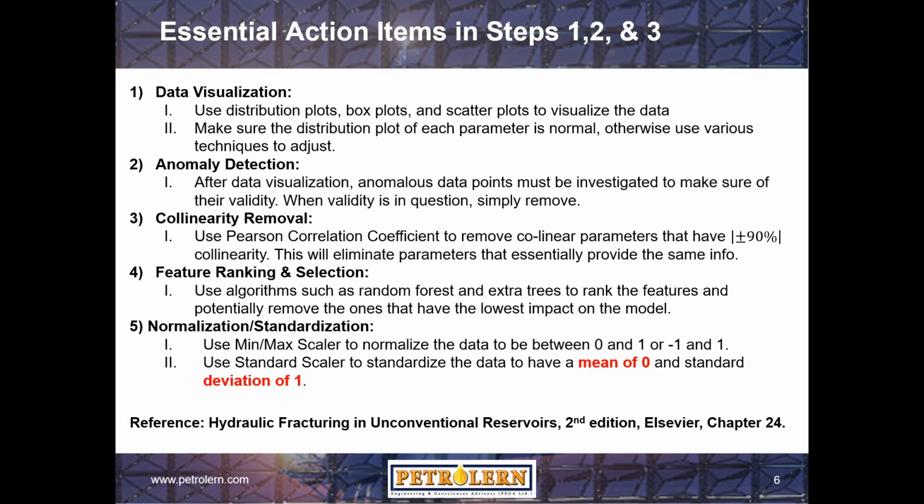We talked about removing collinear parameters. Then you also do feature ranking and selection. Now, feature selection is probably one of the most important processes in machine learning. What I mean by feature selection is which features you are going to choose to include in your model. Why would you choose cluster spacing? Why would you choose well spacing? Why would you choose gas in place, oil in place?